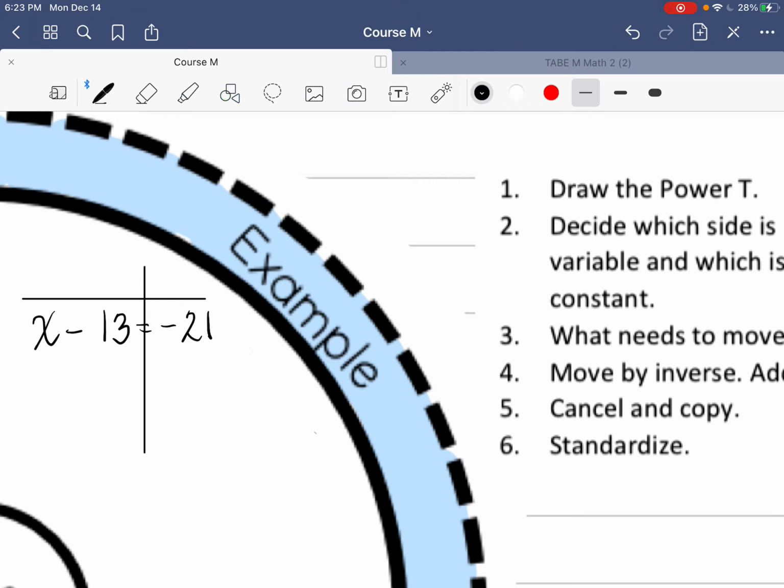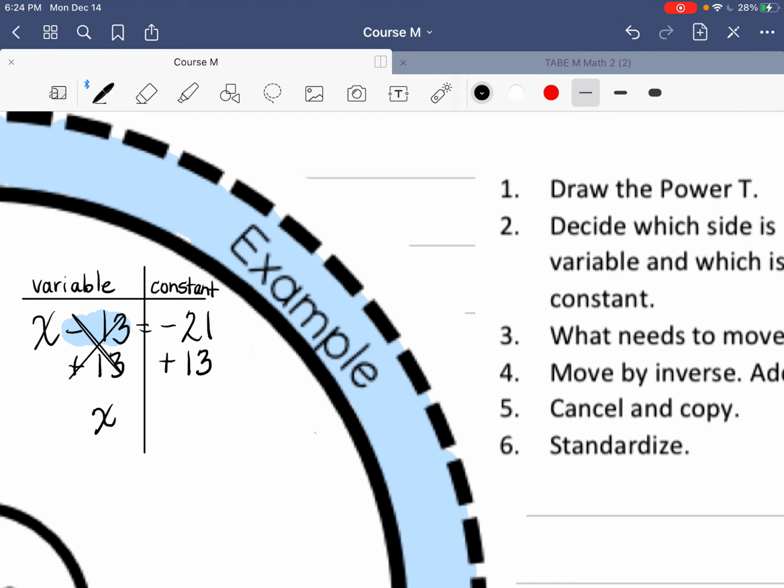Decide which side is variable and which is constant. Here's your variable, that x sitting right there, and negative 21 is a constant. Decide what needs to move, and this time it's that minus 13. It needs to go over there with the constant. Always move by inverse. So in this case, we're going to add 13. Cancel and copy.